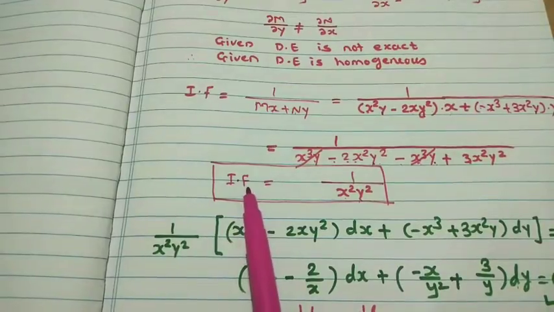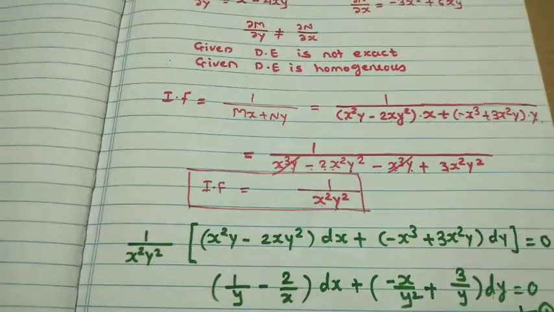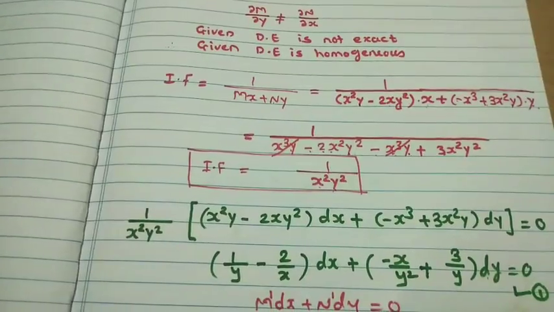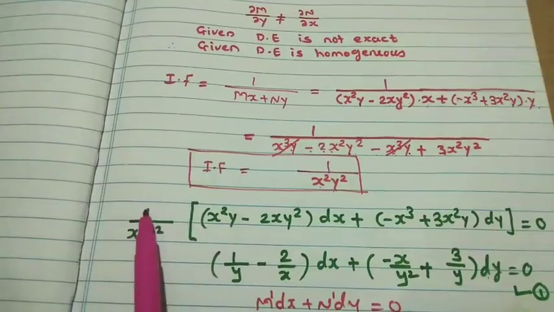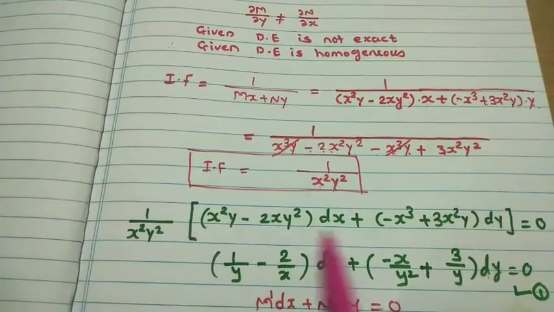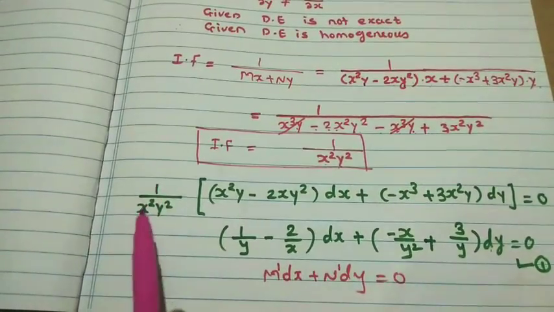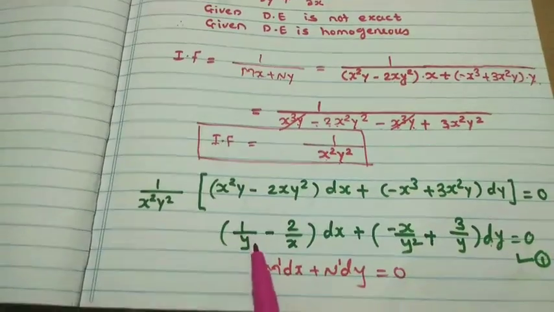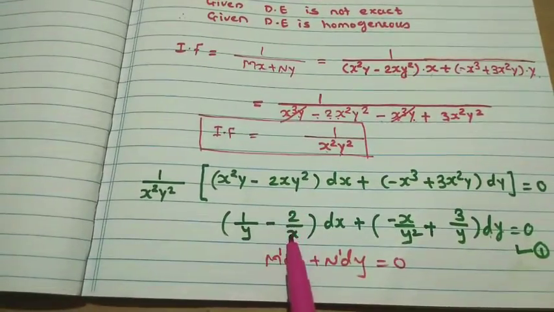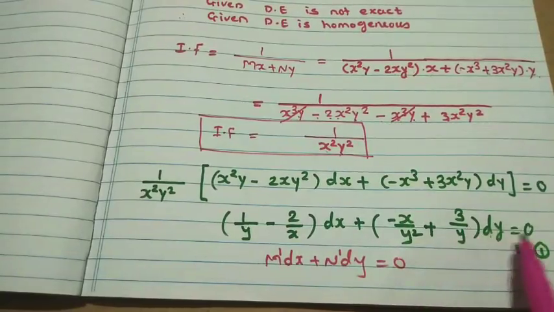Now after getting the integrating factor, you have to multiply it to the given differential equation so that it becomes exact. Let's multiply 1 upon x square y square to the given differential equation, which is equal to 0. Multiply 1 upon x square y square to each and every term in the bracket. You will get (1 upon y minus 2 upon x) dx plus (minus x upon y square plus 3 upon y) dy equal to 0.